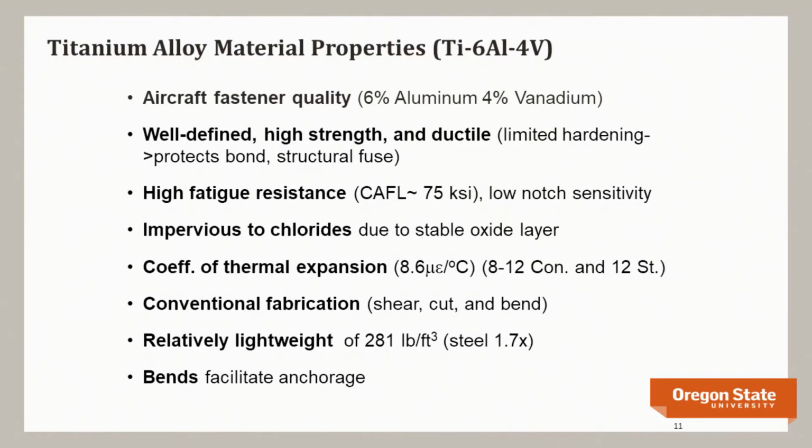We can use conventional fabrication techniques, meaning we can shear it, we can cut it, we can bend it with what we would use with rebar. It's relatively lightweight, so handling it on the job site is fairly easy. It's about 1.7 times lighter than steel. And because it's a metallic, we can bend it, and we can fabricate a mechanical anchor inherently into that bar.